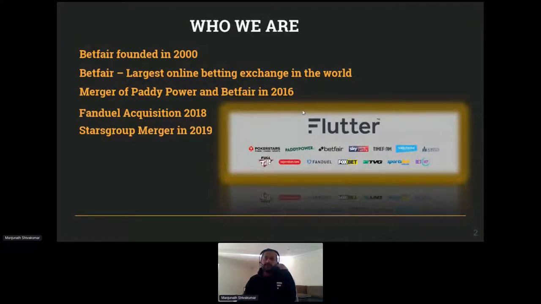Betfair is one brand out of many that Flutter owns: Paddy Power, FanDuel, and Foxbet being a few of them, Skybet and Gaming within the UK. I work as an architect at the Betfair Exchange platform, and I've been with Betfair for about 10 years now.